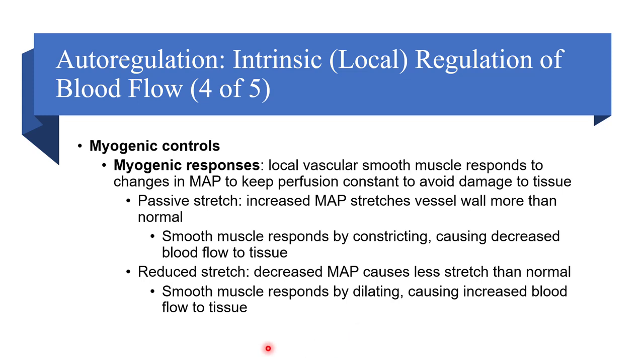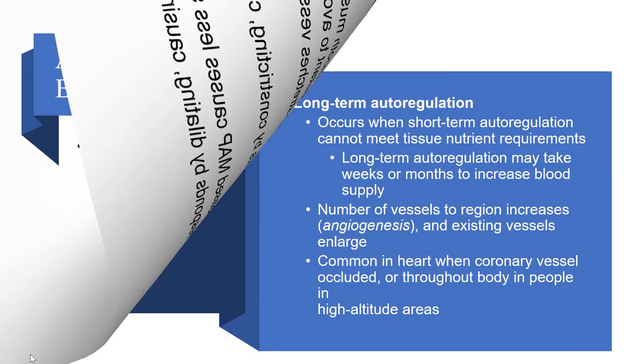Okay. Now, reduced stretch. This is when a decrease in mean arterial pressure causes less stretch than normal. The smooth muscle responds by dilating, causing increased blood flow to the tissues. So again, it is pretty much like reversing the situation.